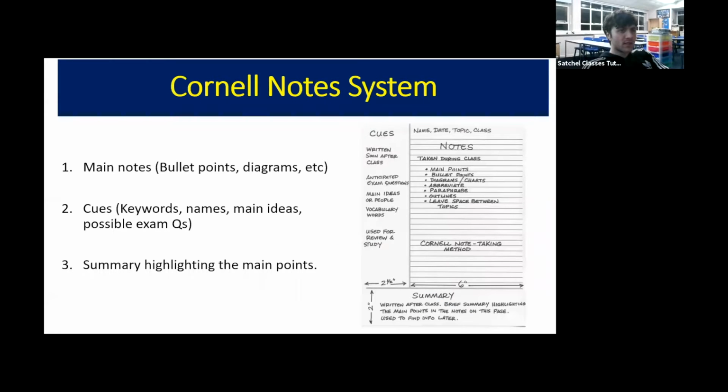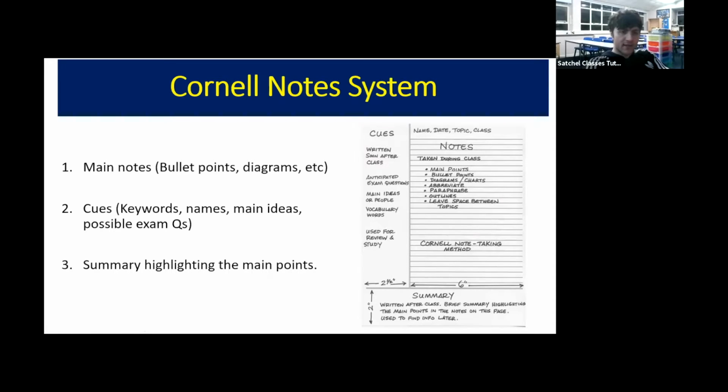Just a note before we start on a good way to approach this lesson, I recommend using the Cornell notes system. So there's an example here on the slide of what it looks like. It basically means splitting your page up into three sections. You've got a main section with your bullet points, your diagrams, and your abbreviations. That's where you're taking your basic notes.